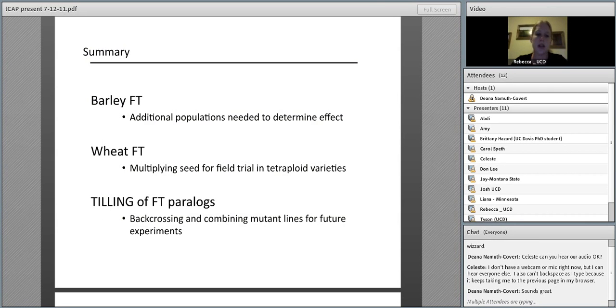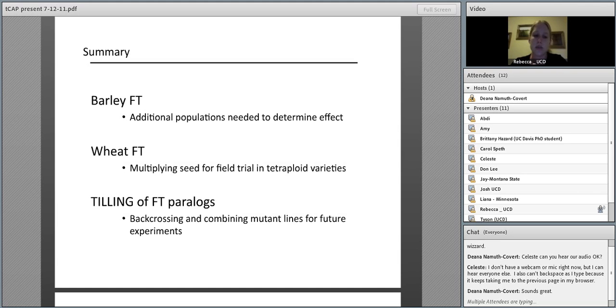So in summary, in my 2 years of work on my thesis, the future directions I have here on barley FT would be to complete additional populations needed to determine the effects of the intron or the promoter SNPs. And if there is an additional gene that's moderating these epistatic interactions, we need to open up some of these populations and see if we can determine what that is.